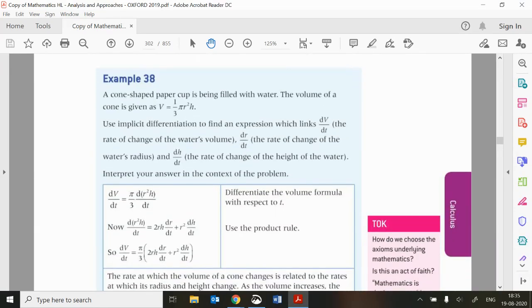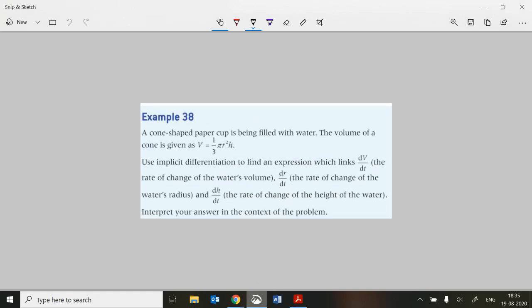So I've just copied this one across onto here, and this one says a cone-shaped paper cup is being filled with water. So we've got something like this, and it says the volume of the cone is given by this, so we know this from before. We're not being asked to prove it, we're just being given this. So a third of the volume of a cylinder is the volume of a cone. And we've obviously got our height in this case and our radius of the circle that we're getting at the top there as well, here and here.